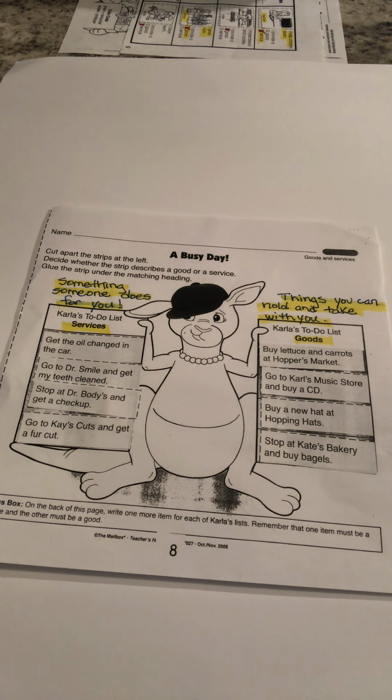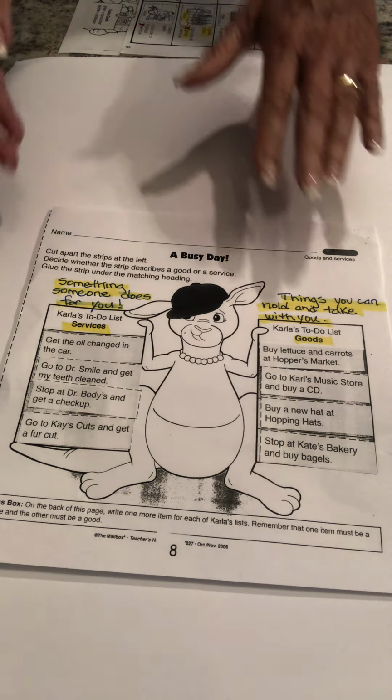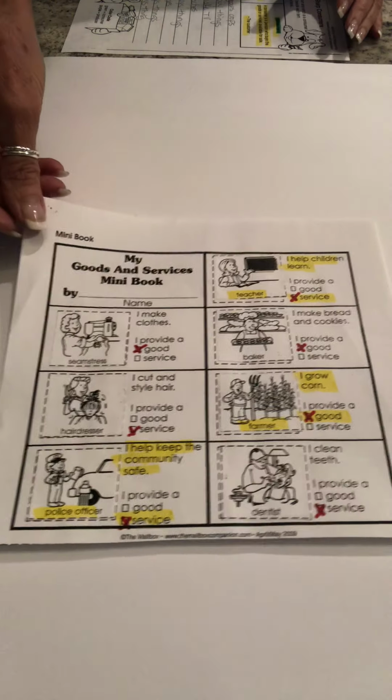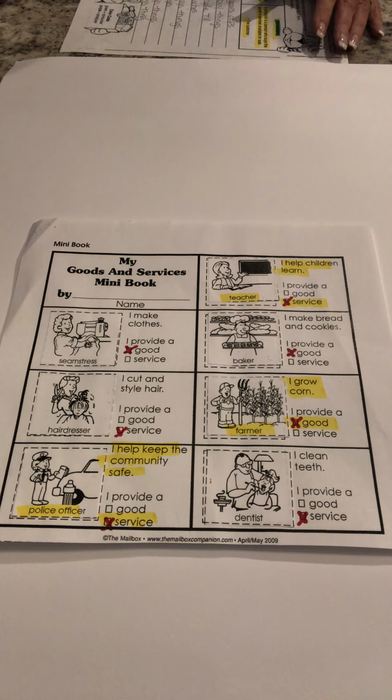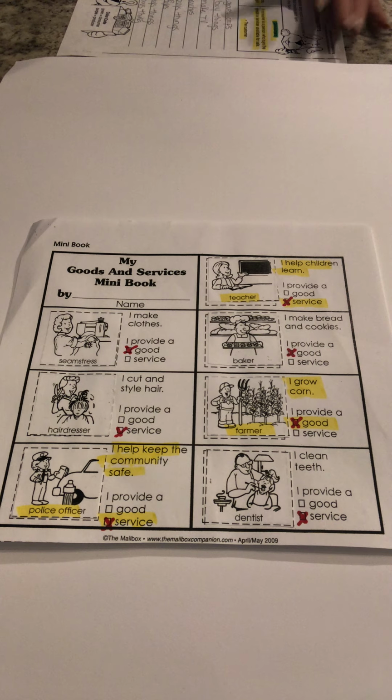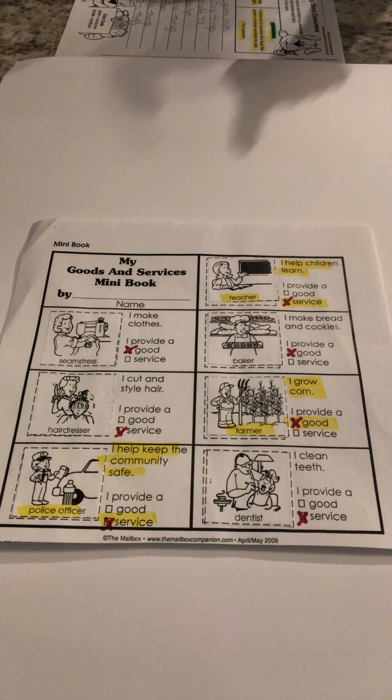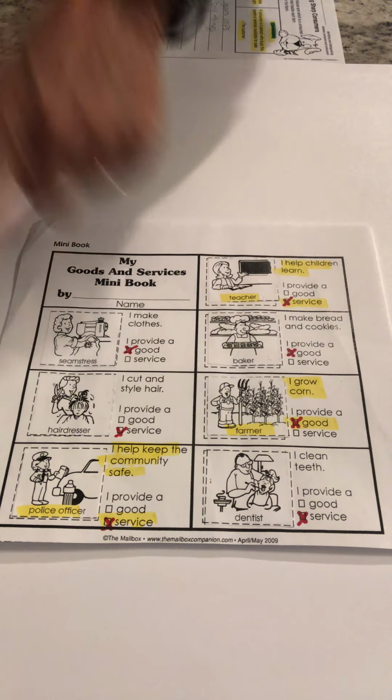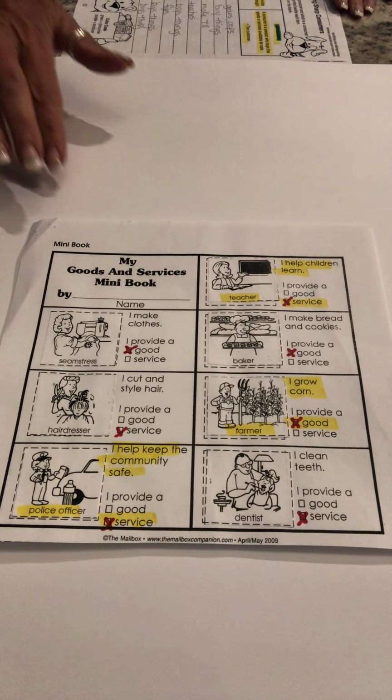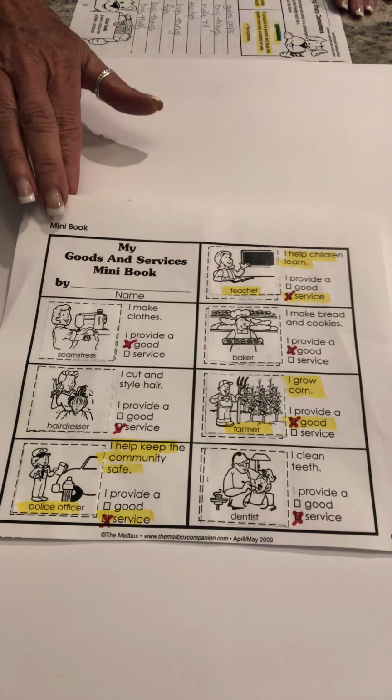So you go there and pay someone, but they give you a haircut, or they check your teeth, or you go to the doctor and it makes you feel better, or you have a coach that teaches you how to do something better. Those are all services. All right, page 9 are your community helpers. The only ones you need to know are the ones I highlighted, and you need to know if they provide a good or a service. So you have a teacher, farmer, and a police officer. Make sure you know those 3. And they provide a good or a service.